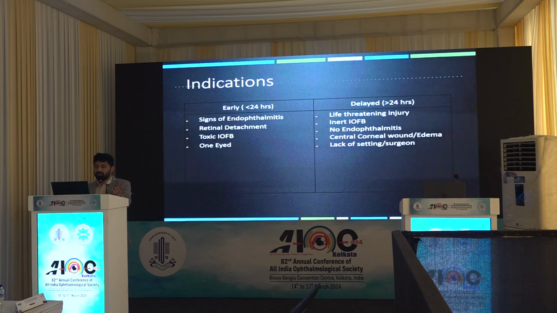So when do you remove the foreign body? You do an early intervention, that is less than 24 hours, if there are signs of endophthalmitis, retinal detachment, a toxic intraocular foreign body such as copper, or a one-eyed patient. Delayed repair is for life-threatening associated injury, an inert IOFB, no endophthalmitis, poor corneal clarity, or a lack of settings; you can operate later.